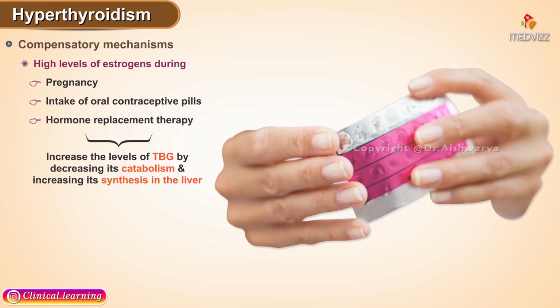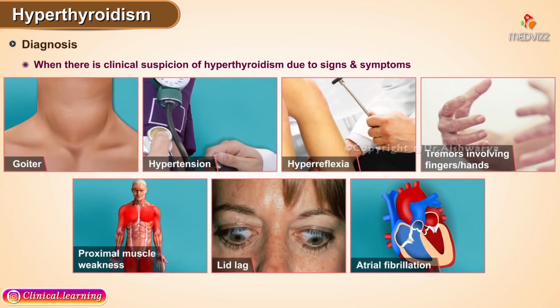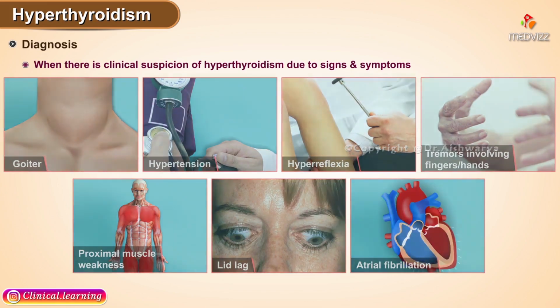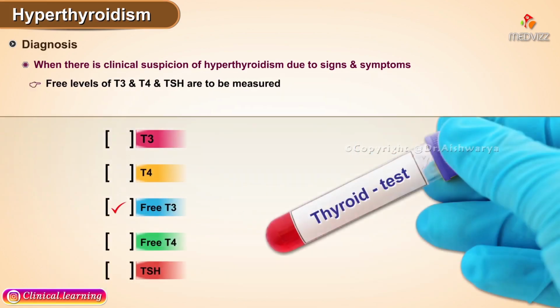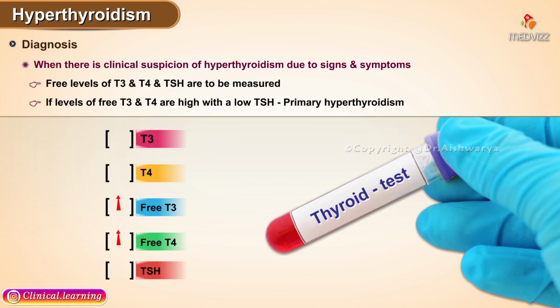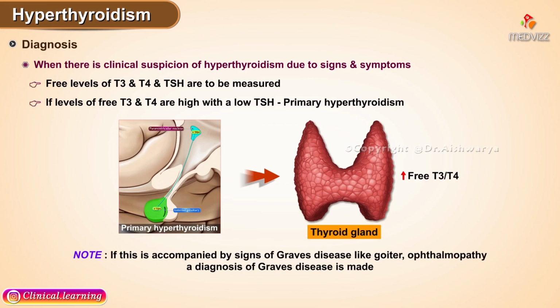Diagnostic approach towards hyperthyroidism. When there is a clinical suspicion of hyperthyroidism due to the signs and symptoms, as we discussed a little while ago, free levels of T3, T4, and TSH are to be measured. If the levels of free T3 and T4 are high with a low level of TSH, a diagnosis of primary hyperthyroidism is made. If this is accompanied by signs of Graves' disease like goiter or ophthalmopathy, a diagnosis of Graves' disease is made.